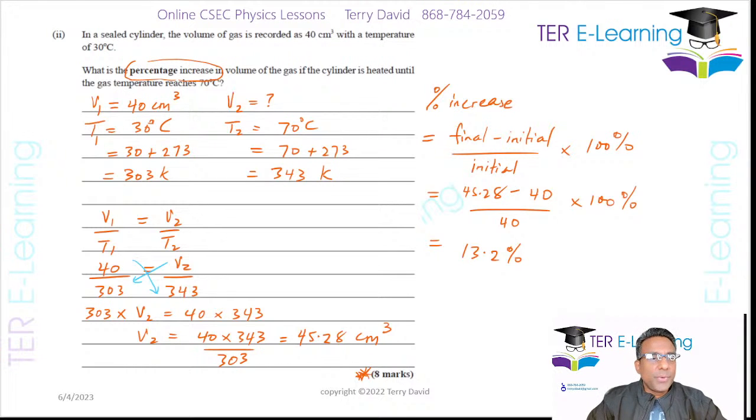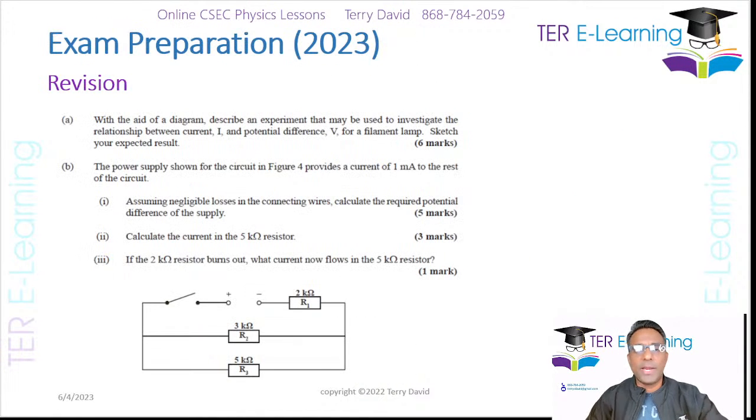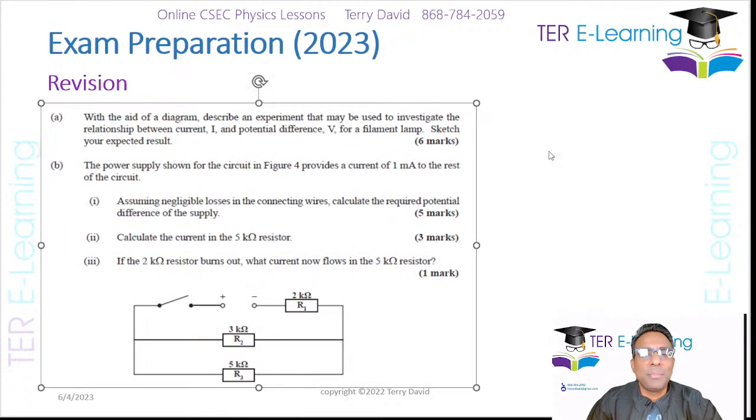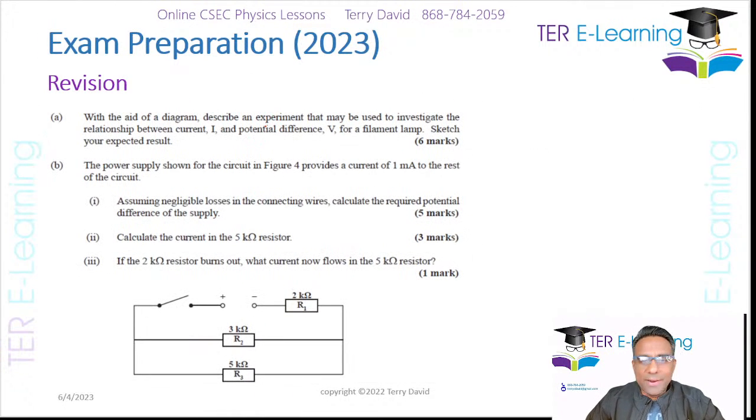All right, so let's see. We have our next question here. I know you all love electricity. I know you all love that so much. Let's see what happened in here. With the aid of a diagram, describe an experiment that may be used to investigate the relationship between current I and potential difference for a filament lamp, and sketch your expected result.